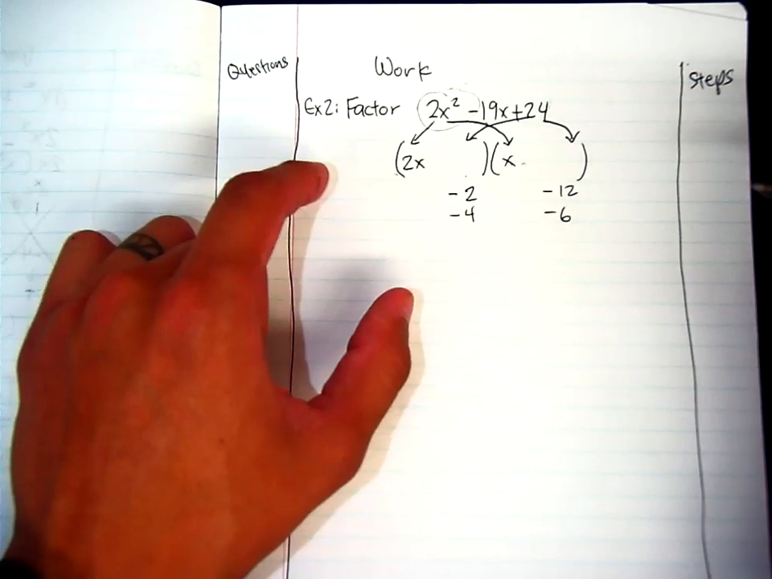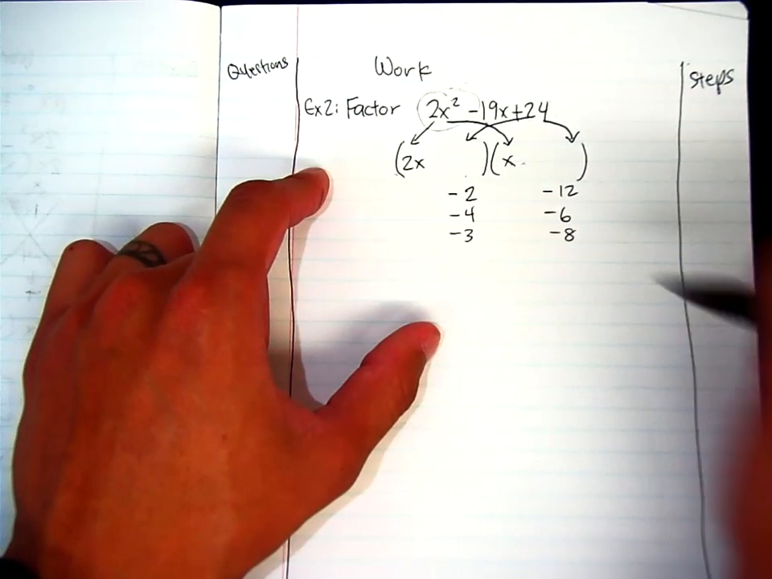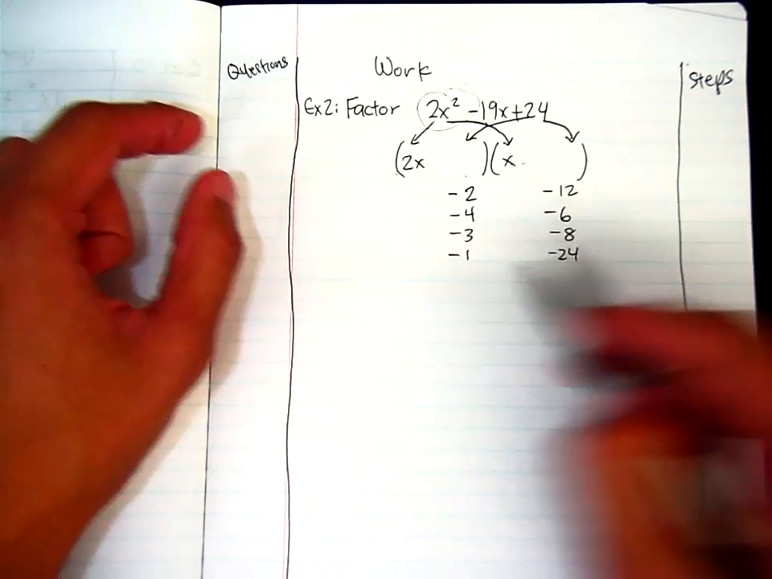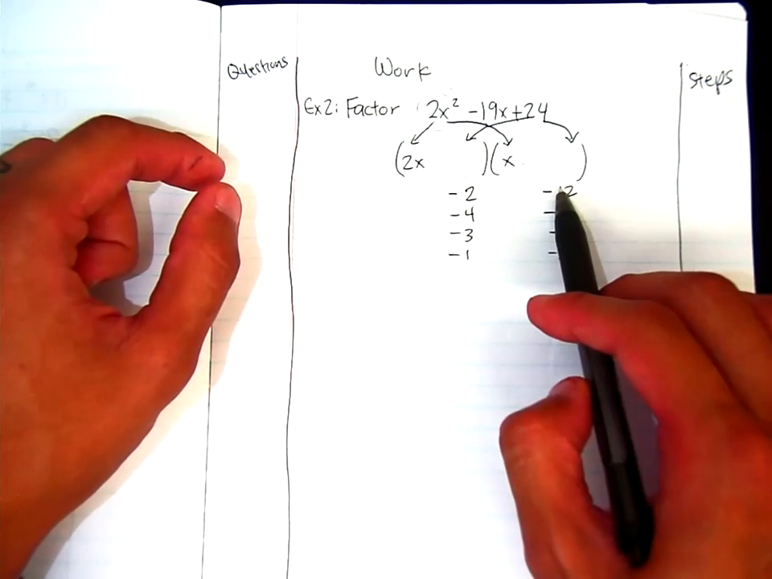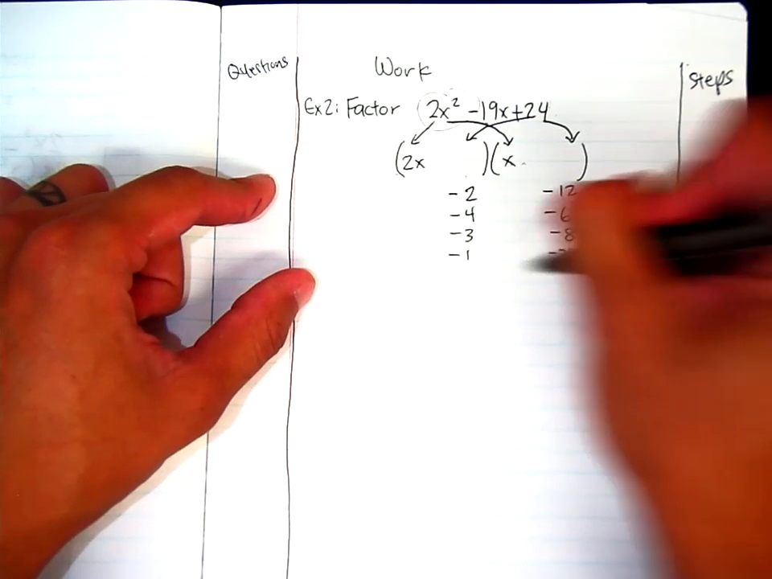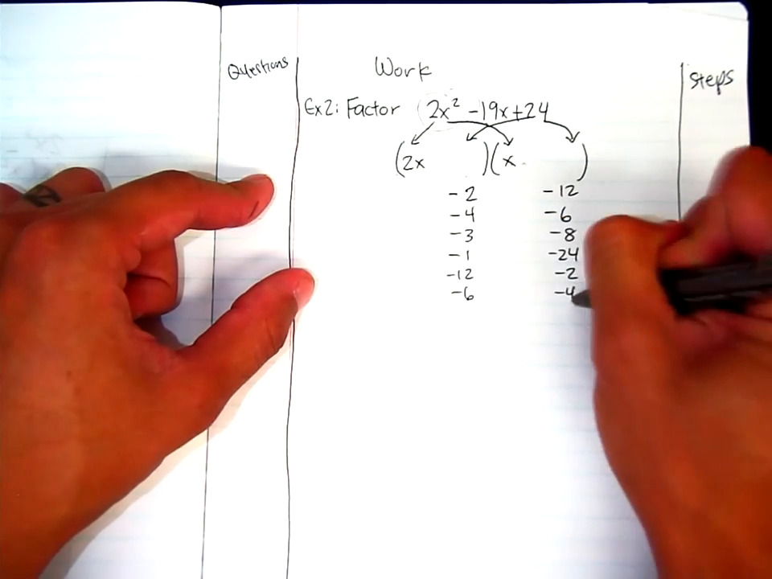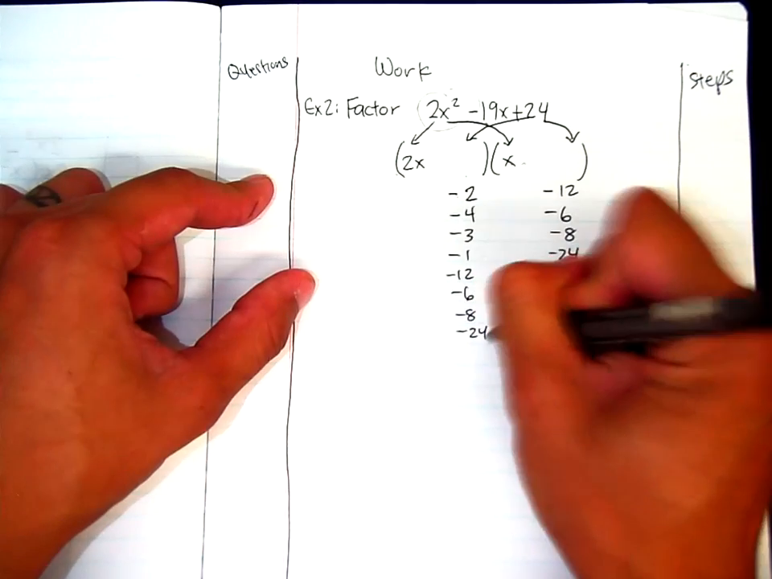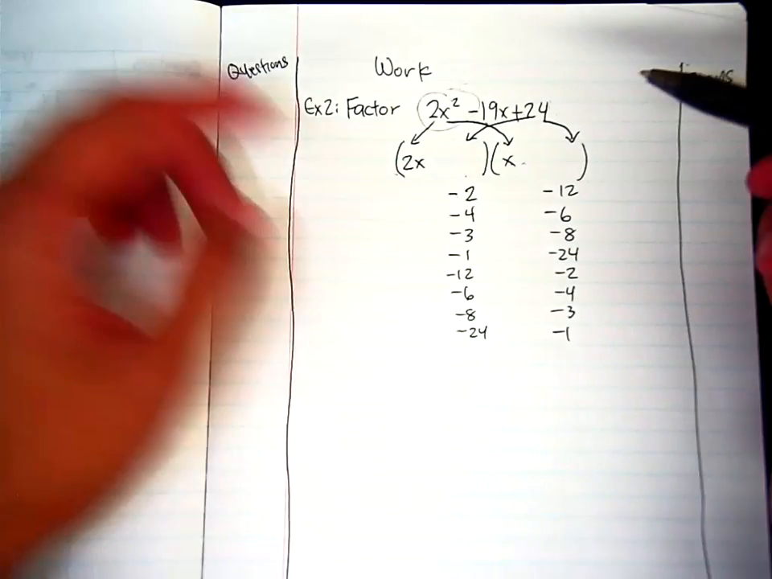So what are other factors of 24? It could also be negative 3 and negative 8. It could also be negative 1 and negative 24. And obviously it could flip-flop the other way around too. So it can be negative 12 here and negative 2. Let me just write it out: negative 12 and negative 2 that way, negative 6 and negative 4, negative 8, negative 3, negative 24, and negative 1. So I don't know what goes in there. You're pretty much going to guess and check.